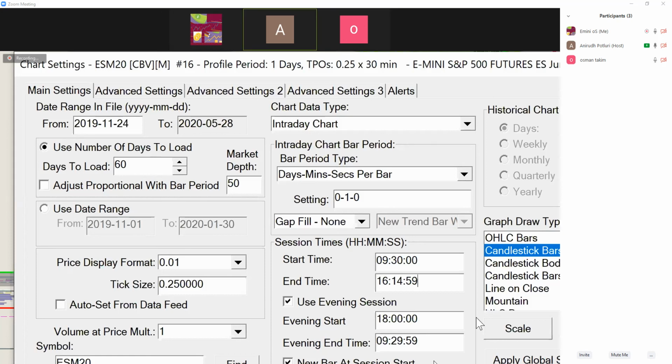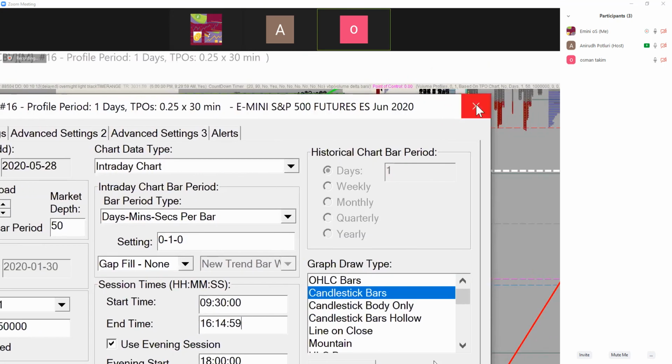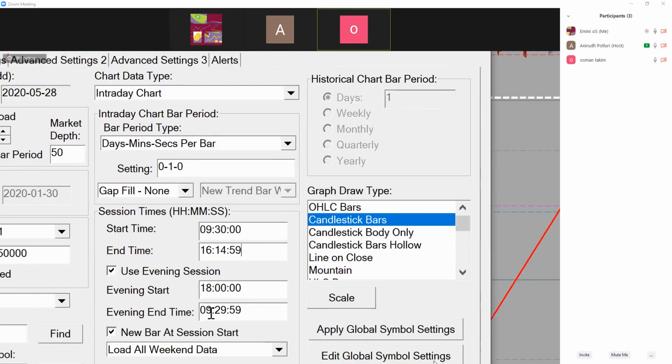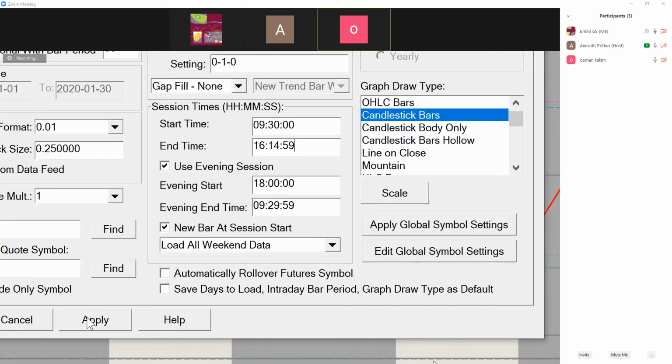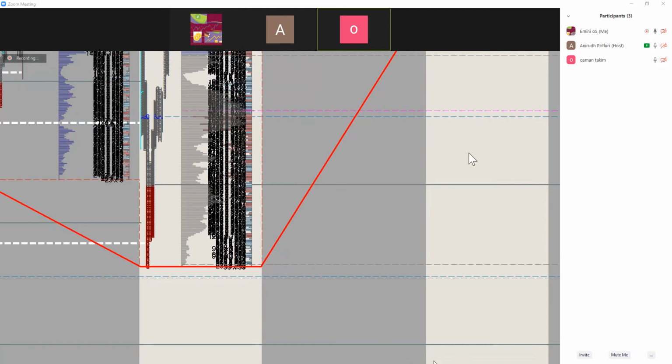But this is good. This ES is good. Like 9:30 to 4:15, let's say, and 6 p.m. is when it opens. Okay, you just have to pay attention for crude and gold because gold is at 9 a.m. Crude is also 9 a.m. So this is the market profile.